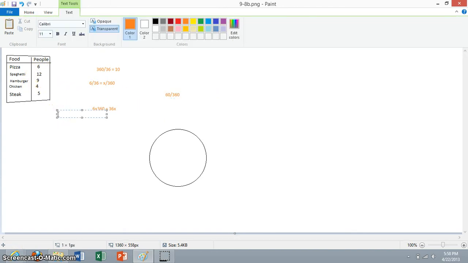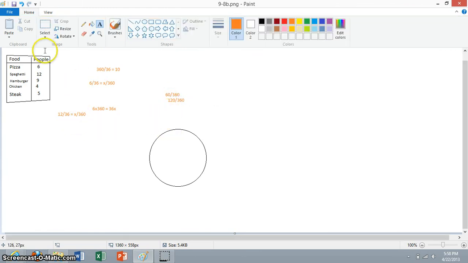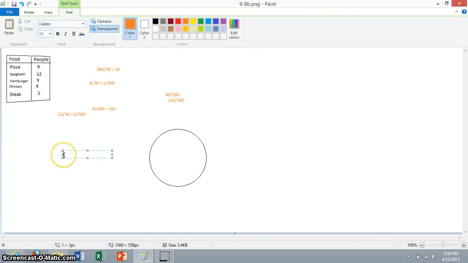12 would be 12 out of 36 equals how many out of 360? Well, using the same way, we'll take 360 divided by 36, which equals 10, and multiply 12 times 10, which is 120 out of 360. Now for the hamburgers, that's 9 out of 36 equals how many out of 360?